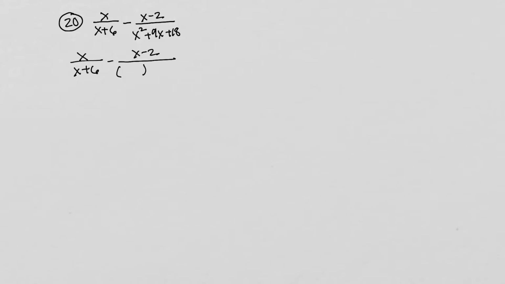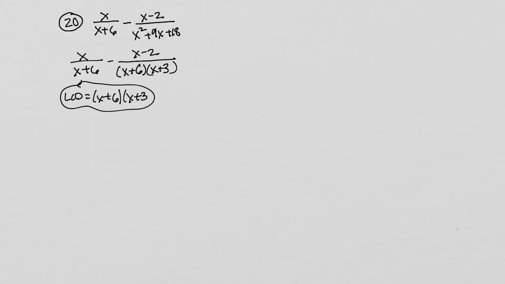minus 2 over, let's go with x and x, 9 and 2, 6 and 3. Let's go with 6 and 3. And it's going to be a plus 6 plus 6. All right, now the LCD here is x plus 6, x plus 3. I'm going to circle that.